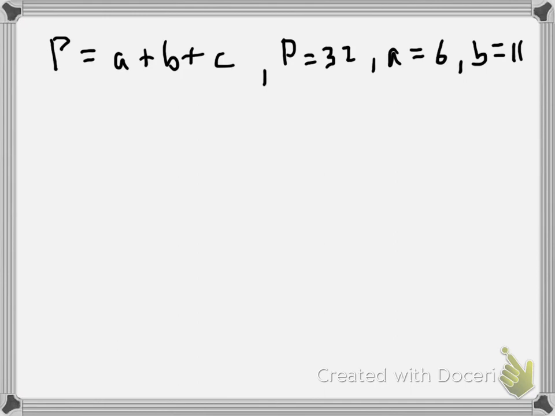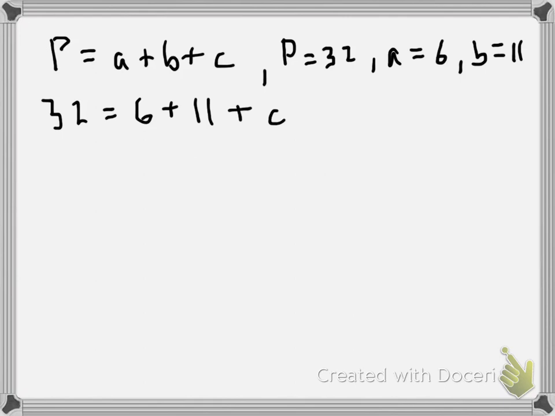It's the perimeter of a triangle. So for this, we're going to solve for C, which means we want to get the C on one side by itself. And then they give us some values. They tell us that P is 32, A is 6, and B is 11. So our first step is to plug in the values that we know to the variables in this equation. We're going to plug our 32 in over here. Our A is 6, our B is 11, our C is unknown, and that's okay because that's what we're solving for.